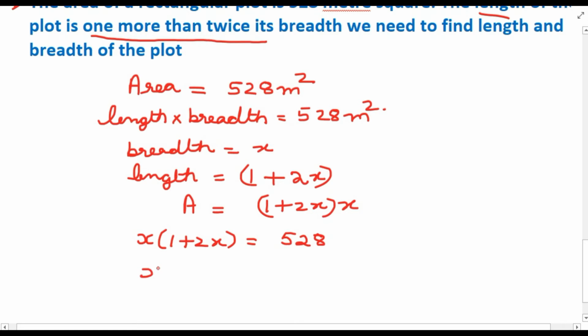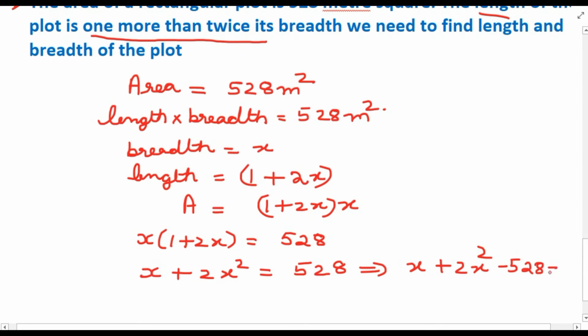Now we will open the bracket. X plus 2x square is equal to 528. Or if you write in the standard form, we can bring everything to one side. When you take 528 to the other side, it will become minus 528. If you write in the standard form, this is 2x square plus x minus 528 equal to 0. So this is how we will represent our situation in a quadratic equation.